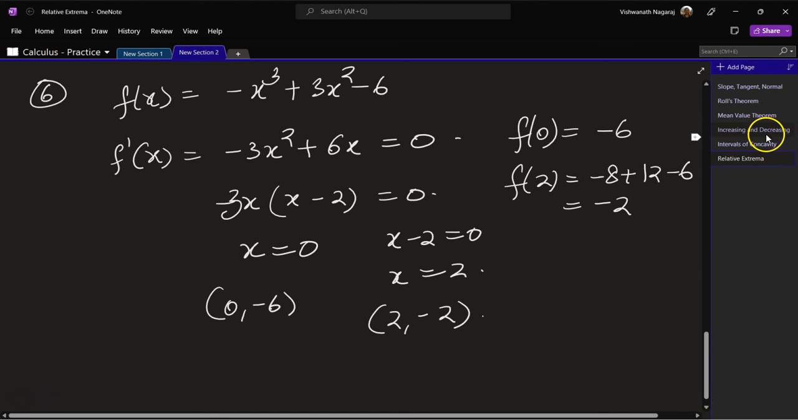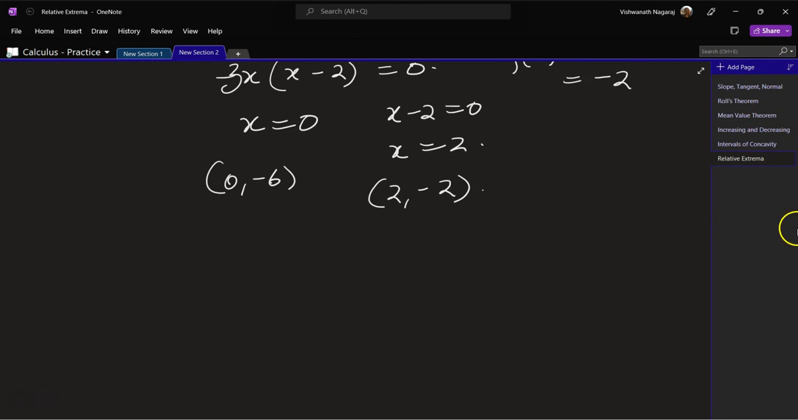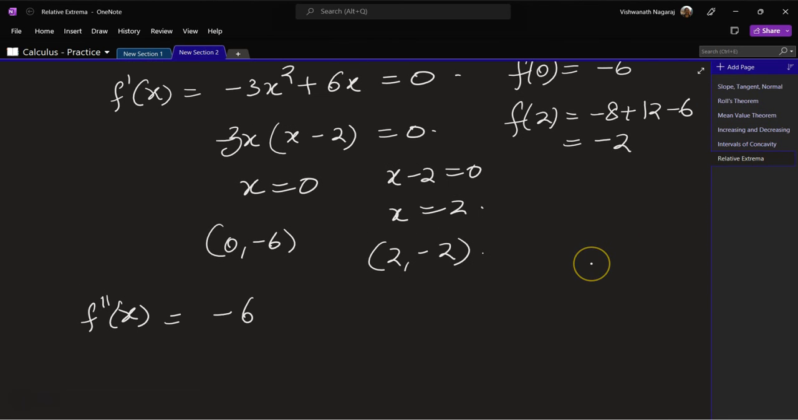Now we have to figure out which of these is minimum, which one is maxima, or are they both maxima and minima. Okay, so f double prime of x is going to be equal to minus 6x plus 6. Till now, if you notice, the second derivative was giving us a constant, either negative or positive. But here we have the x.